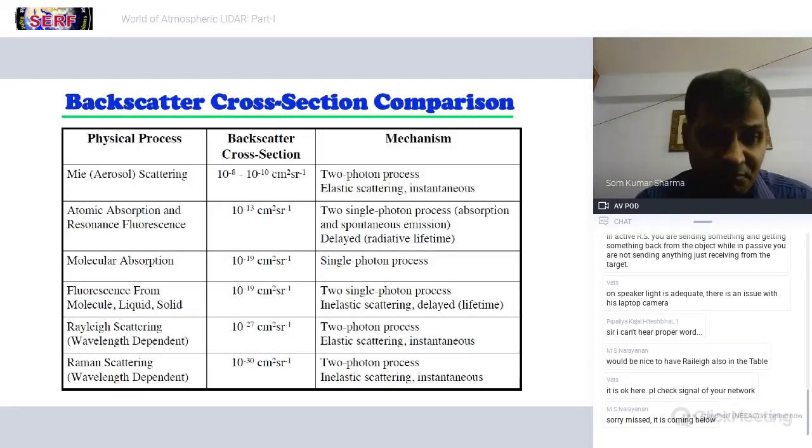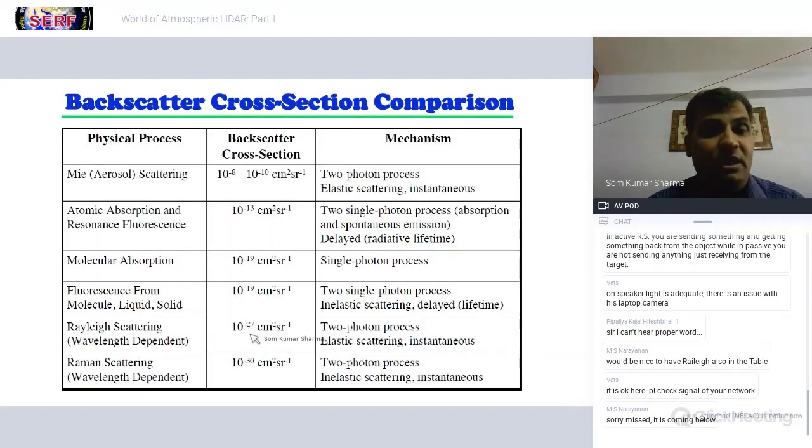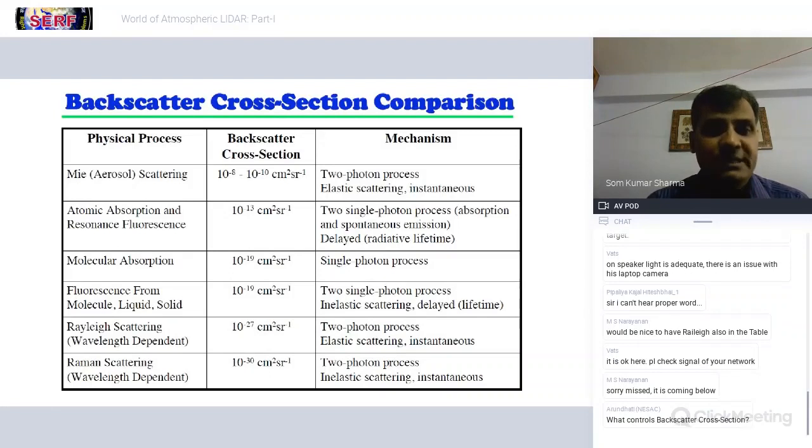That is Rayleigh scattering. And the Rayleigh scattering cross section, please remember, is of the order of 10 to the power minus 27 centimeter square per steradian. And again, this is a two photon process. It is elastic scattering and it is instantaneous. Now I will recall, if you go to the first row, Mie scattering is also a two photon process, elastic and instantaneous. And Rayleigh scattering is also a two photon process, elastic and instantaneous. Both are elastic, both are instantaneous, and both are two photon processes.